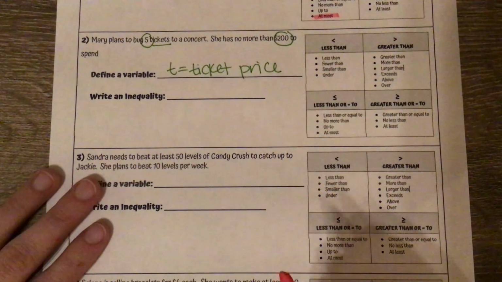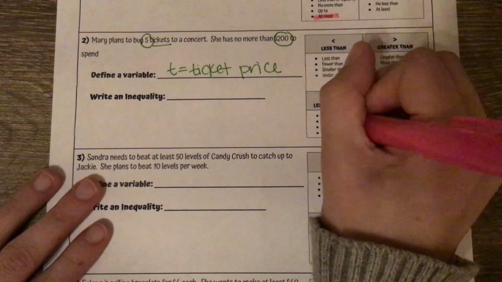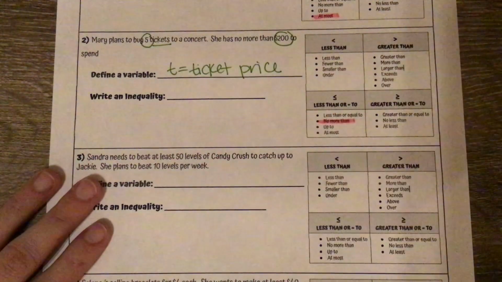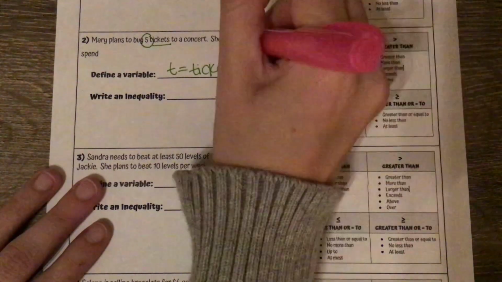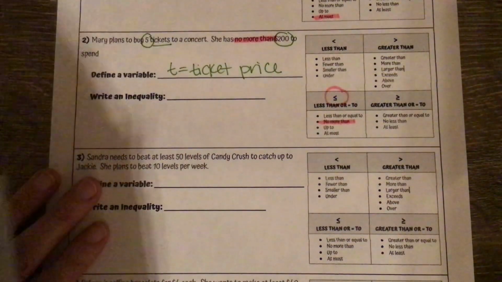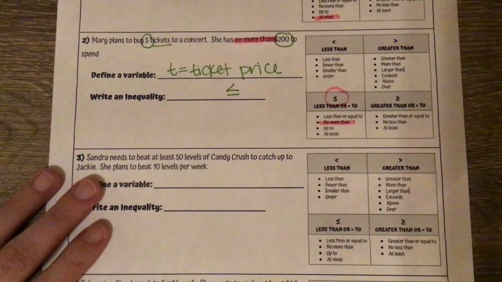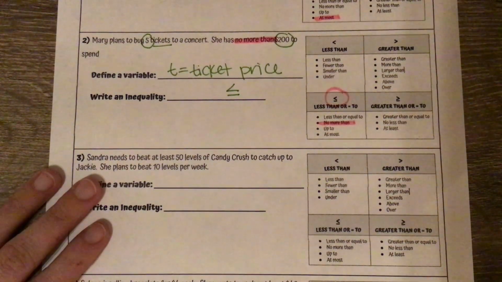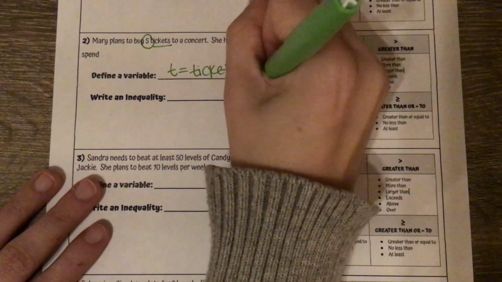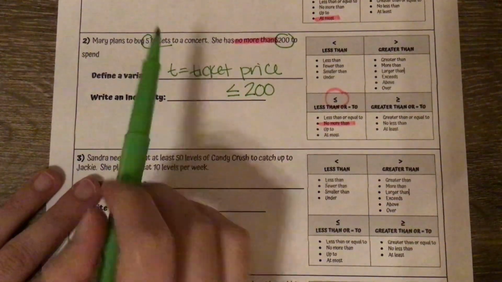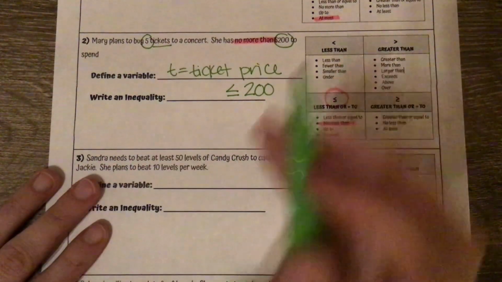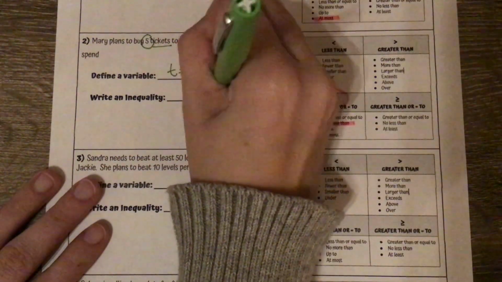No more than, if I'm looking on my chart, I see right here, no more than is this inequality symbol, and that's right next to our total. So I know the inequality I'm using has to be less than or equal to, and it's going to be to the total of 200. She's buying 5 tickets times whatever price, so 5t.